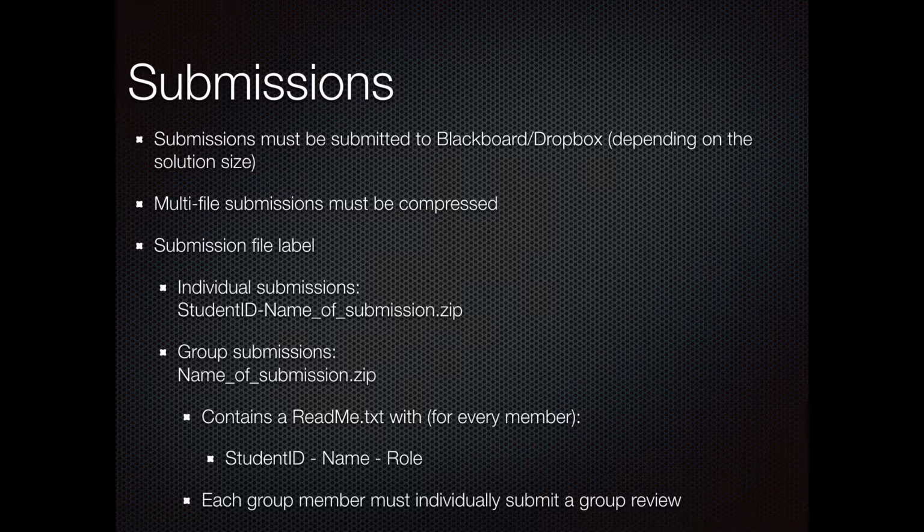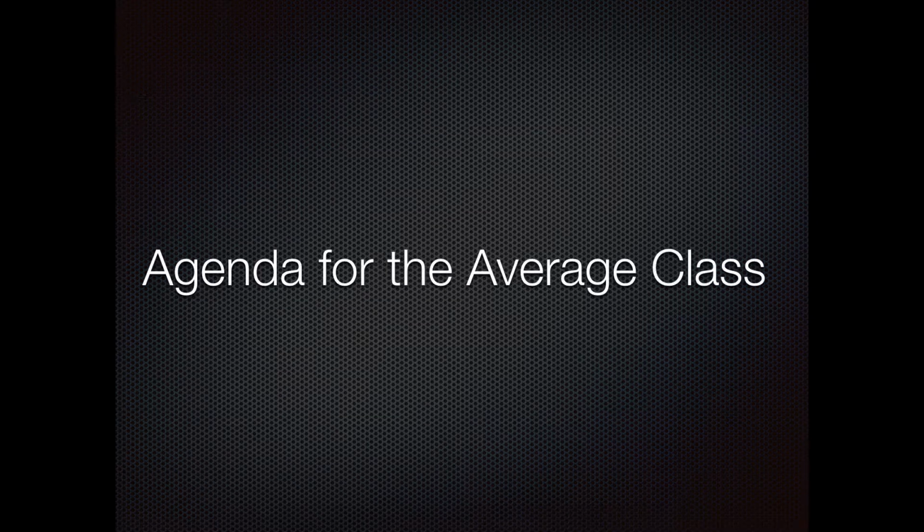All right, multi-file submissions must be compressed, but if you guys are cool, I'd just rather use GitHub and avoid the whole multi-file situation altogether. Submission file label, yeah, if we're using Git, don't worry about any of that. If we do group work, though, that's the only time this is important. Each group member has to be in a README file, and you have to have their student name and who they are, so they get the credit that they need.